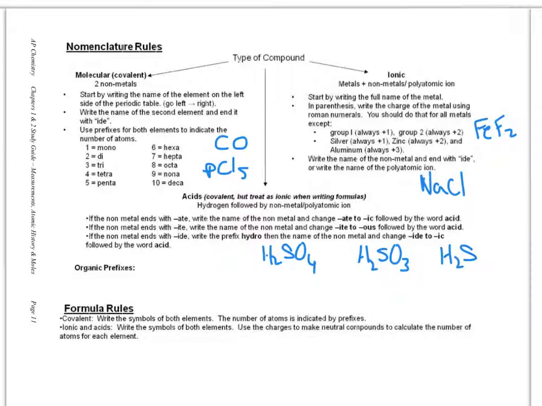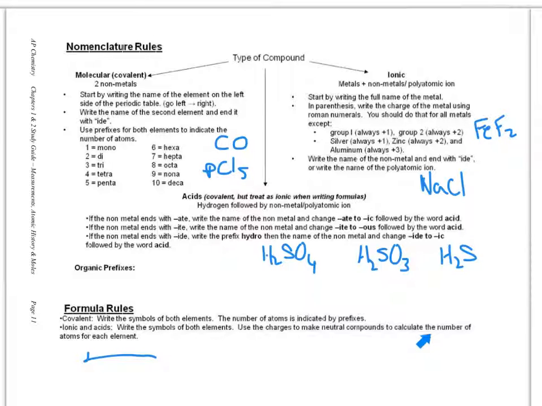Now, if you are going from the name to the formula, so you're doing the opposite, here's what you do. If it's covalent, you write the symbols of both elements, and the subscripts will be given to you by the prefixes. So not much work required here. If it's ionic or an acid, then you write the symbols for both elements or polyatomic ions or whatever they are, and you use the charges to make it neutral.